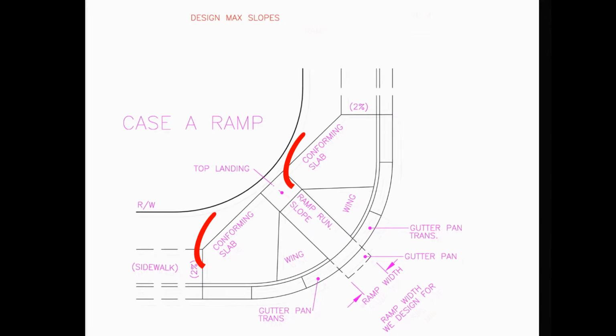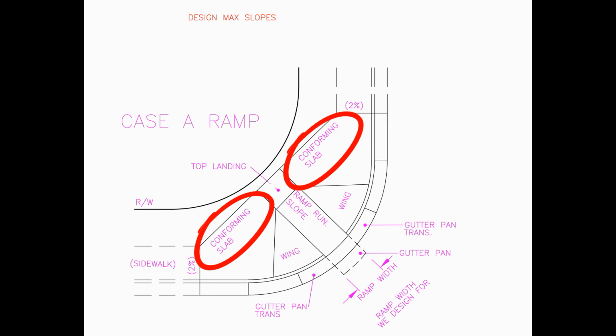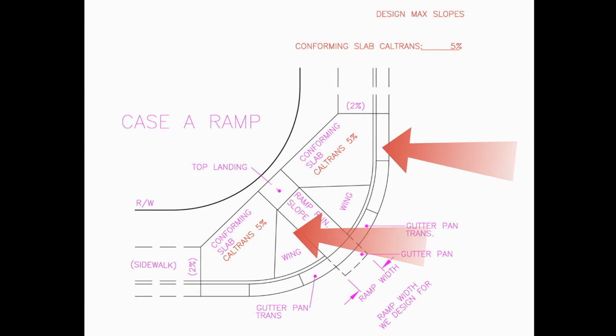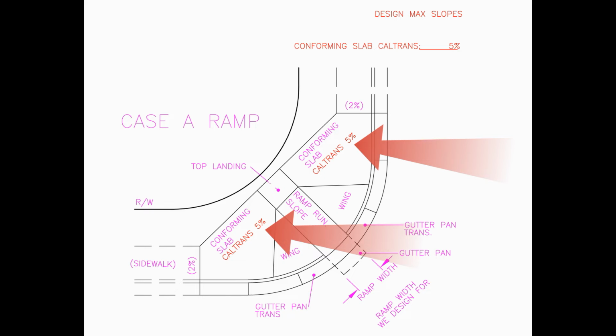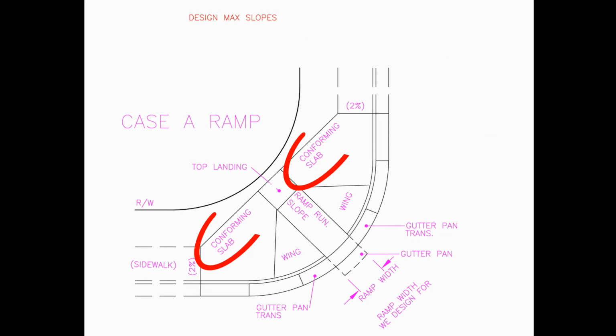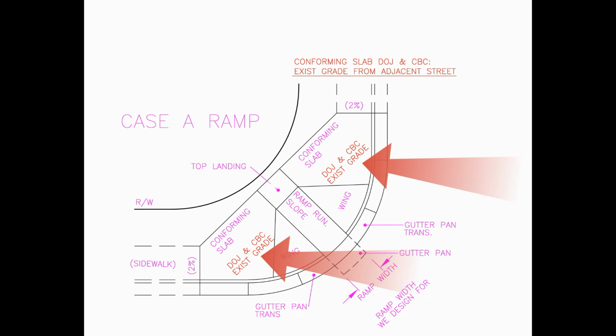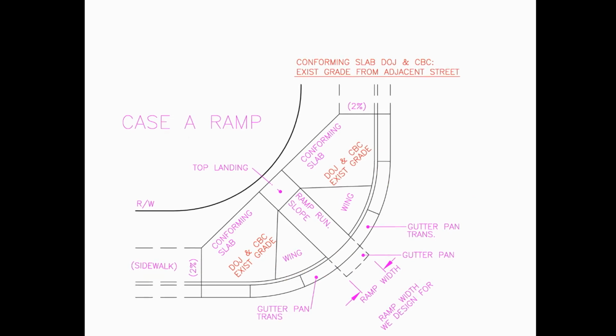What is Caltrans conforming slab grade? The correct answer is 5% calculated at the back of the sidewalk. What is DOJ and CBC conforming slab grade? The correct answer is the general grade established for the adjacent streets.